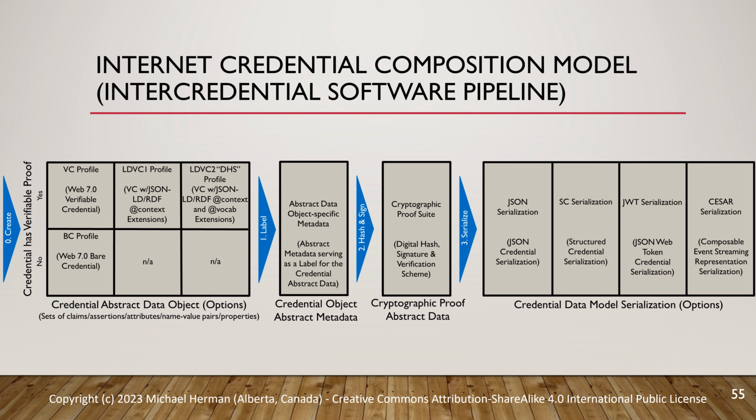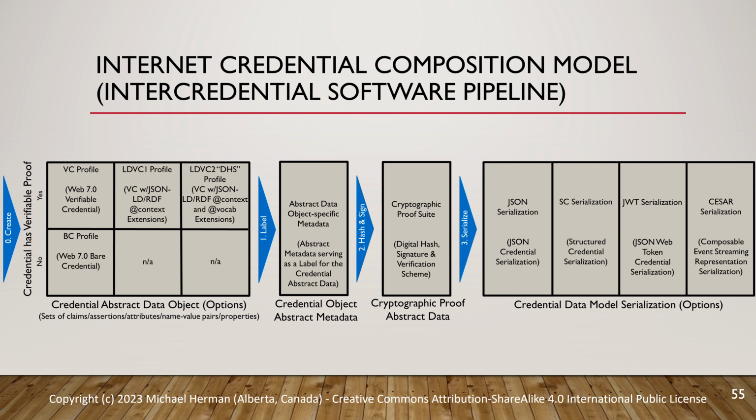The second blue arrow is step 2, hash and sign. Most people are going to be familiar with that. Into that same bag or sack of properties and metadata, we're going to add a digital hash and a signature. And that's going to come from a cryptographic proof suite. And the cryptographic proof suite is going to add the capabilities of computing hashes, signatures, and being able to do verification, post-verification of the same.